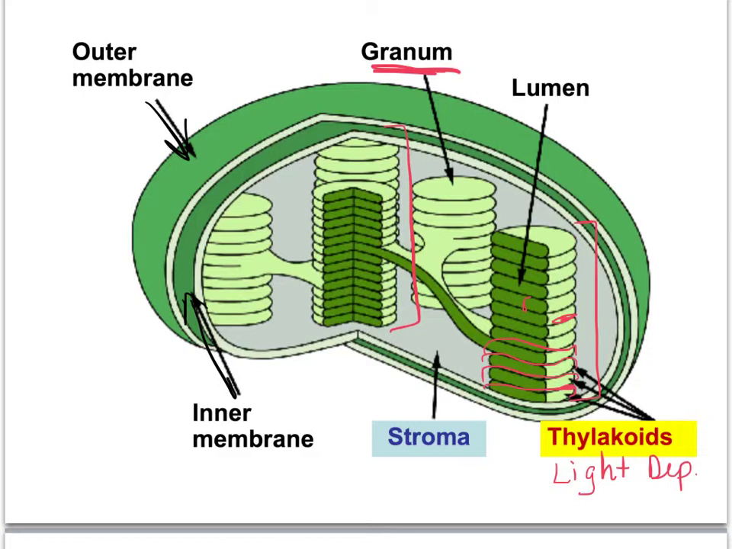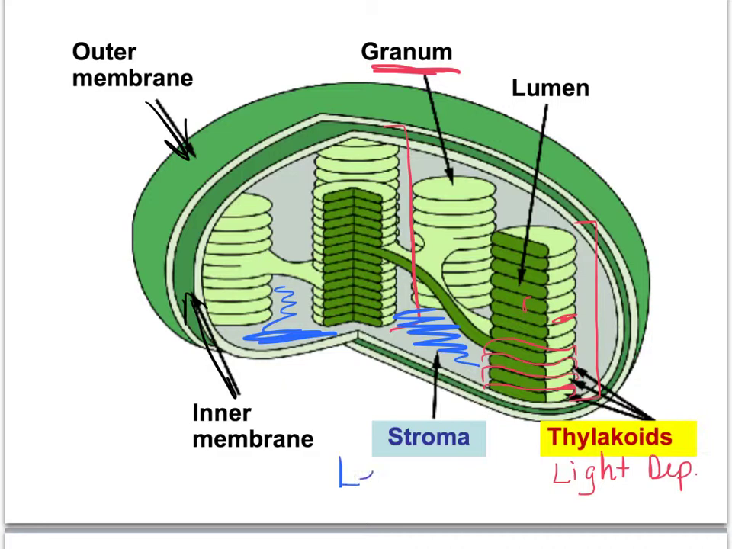Okay, so we've already talked about most of it. The last thing we need to talk about is the fluid. Surrounding all of these thylakoids, we have this fluid called the stroma. It's just like the cytoplasm. It's this fluid where these chemical reactions can take place.